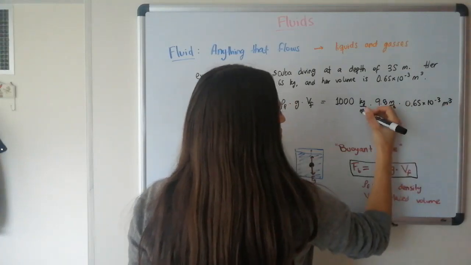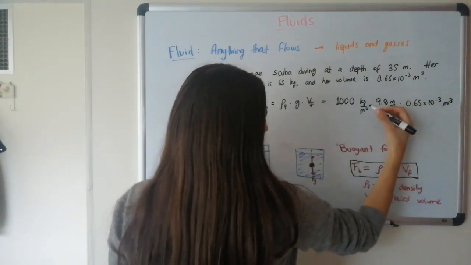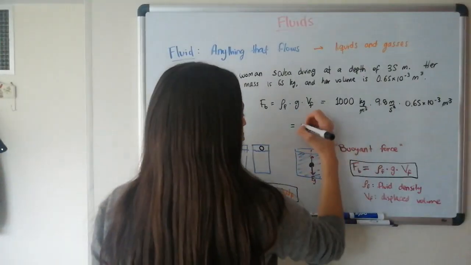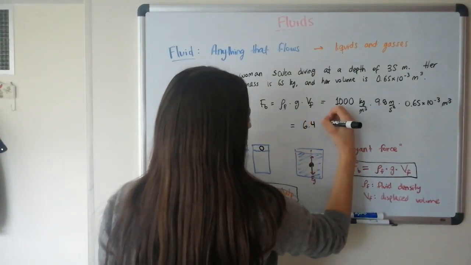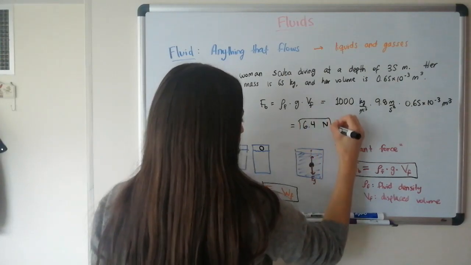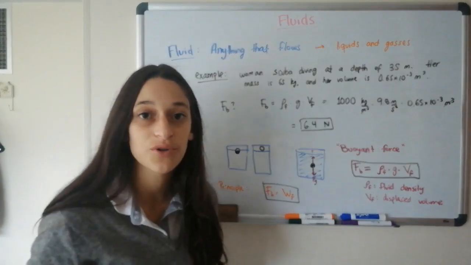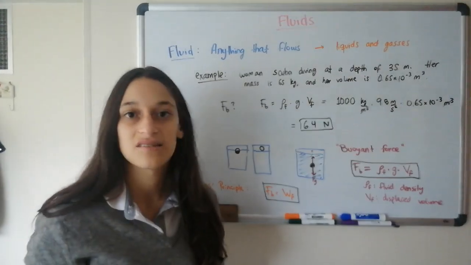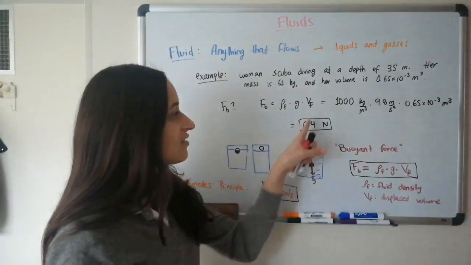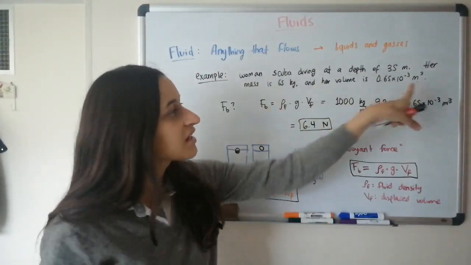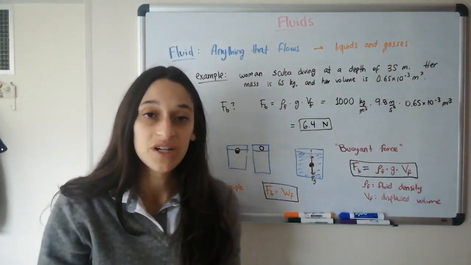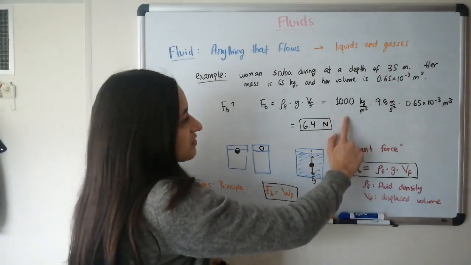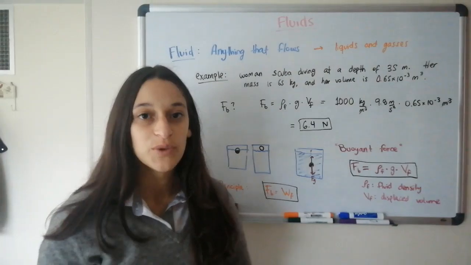So this cancels with this, cancels with this, and we have kilograms meters per second squared, which is newtons. So this will actually give us 6.4 newtons. That is the force that she feels. So important things to notice about this example, we didn't care about her mass. The mass is not important, only things about the fluid. And we didn't care about the depth at which she was. We don't care about the depth of fluid, only, again, the density of the fluid and the volume of fluid displaced.